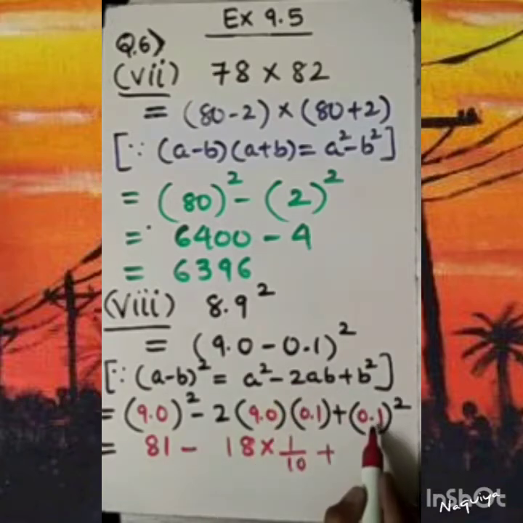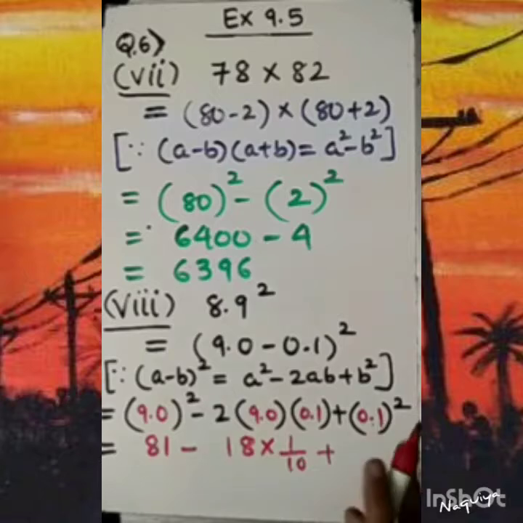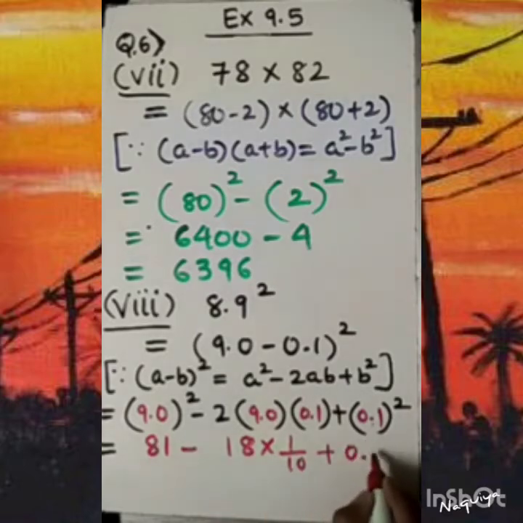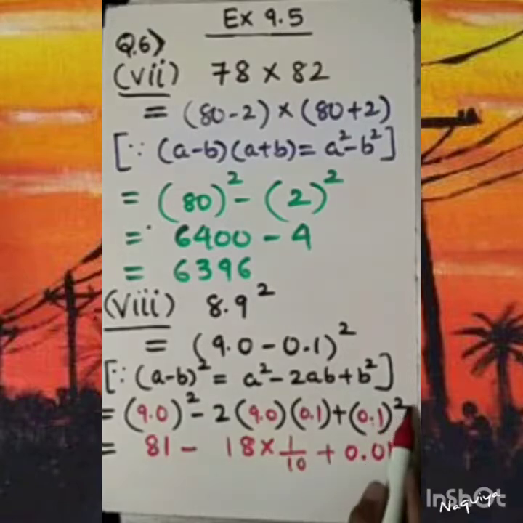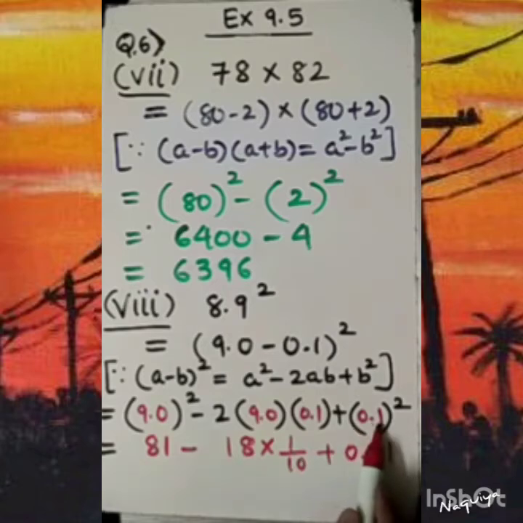But after the decimal there is 1 digit, and in the other 0.1 because of the square there is also 1 digit. So 1 plus 1, 2 digits we need to shift. So I need to write here 0.01. Please remember how to go with that: 0.1 into 0.1 means 1 upon 10 into 1 upon 10, that is 1 upon 100, which can be written as 0.01.